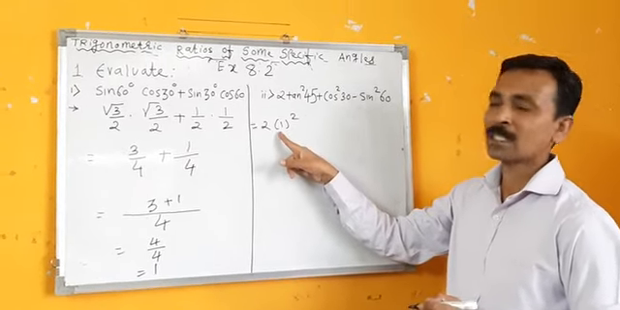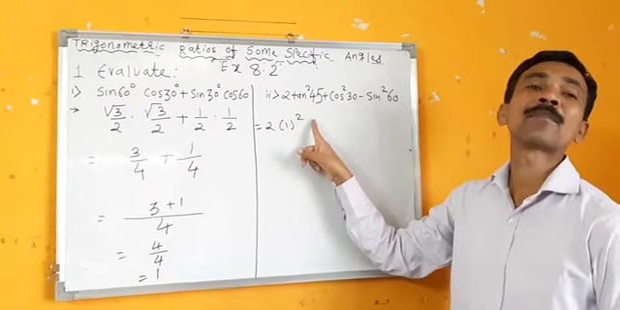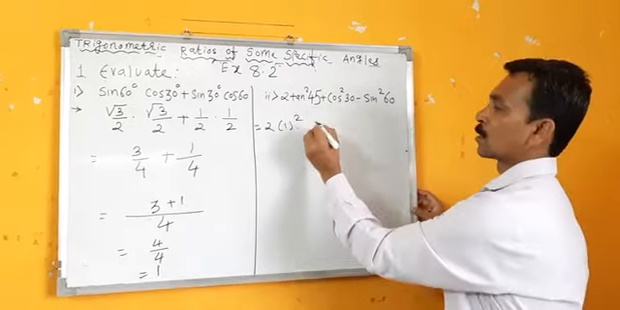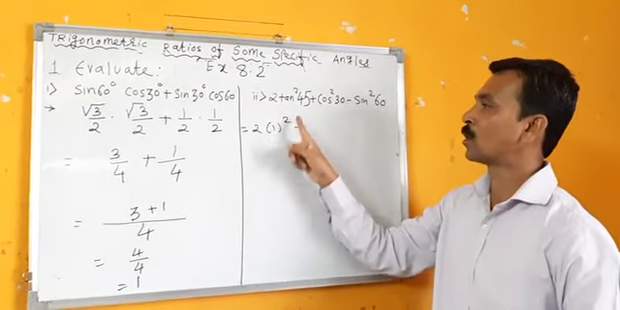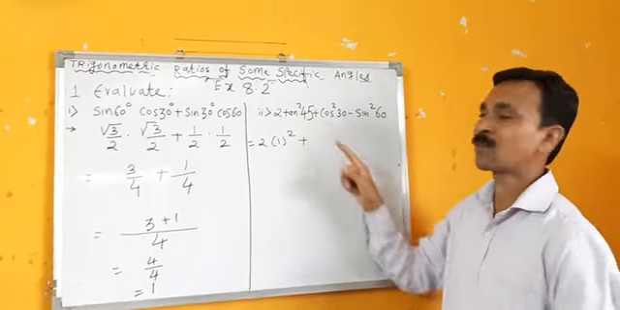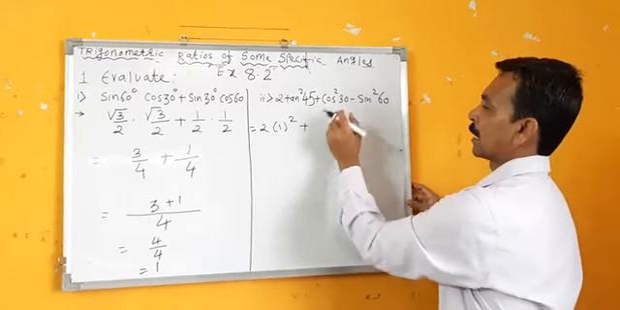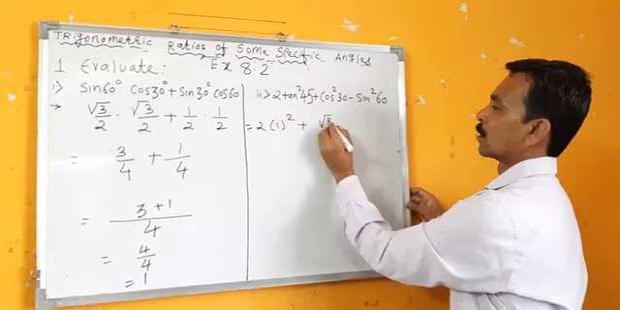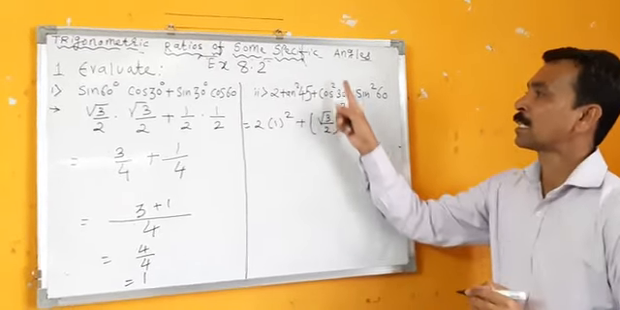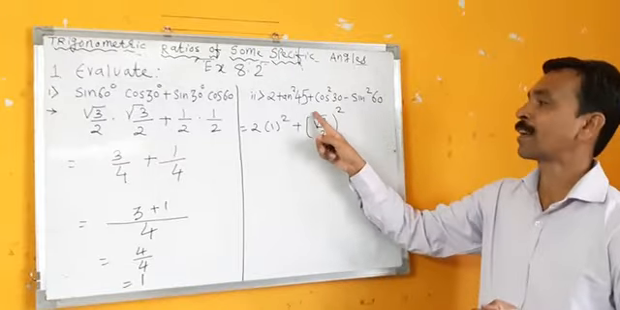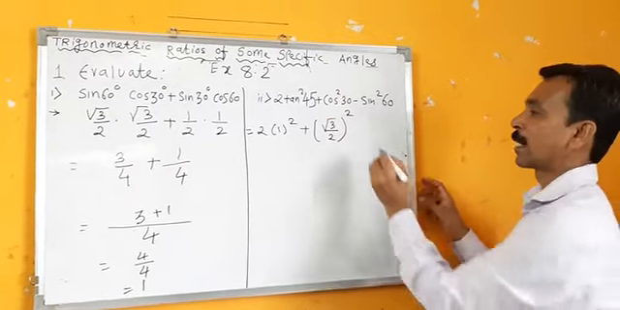We have to write first the value of tan 45 and then we have to square it. Clear? So 2 tan square 45, value of tan 45 is 1. So 2 into 1 square because it is tan square 45. Plus cos 30. What is value of cos 30? Root 3 by 2. And we have to square it because it is cos square 30. So first take the value of cos 30 and then square it.